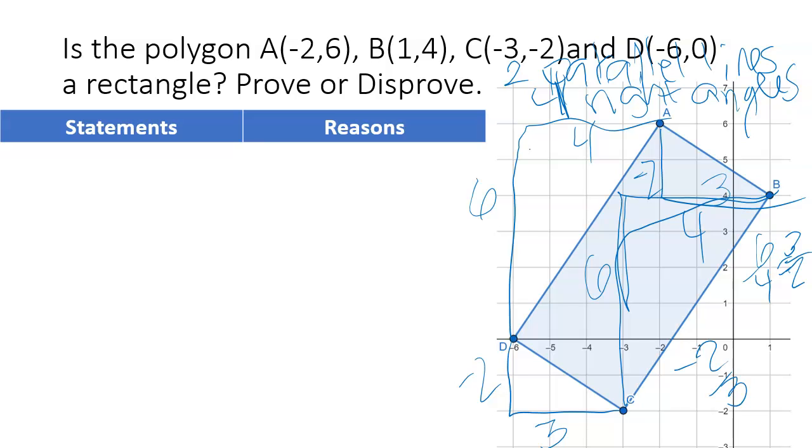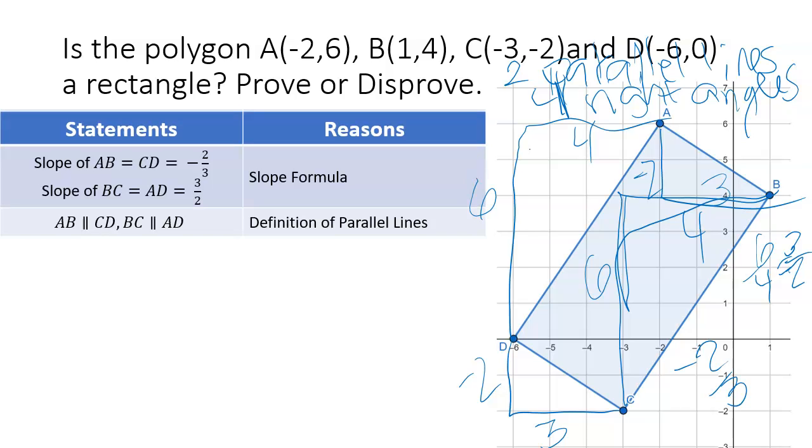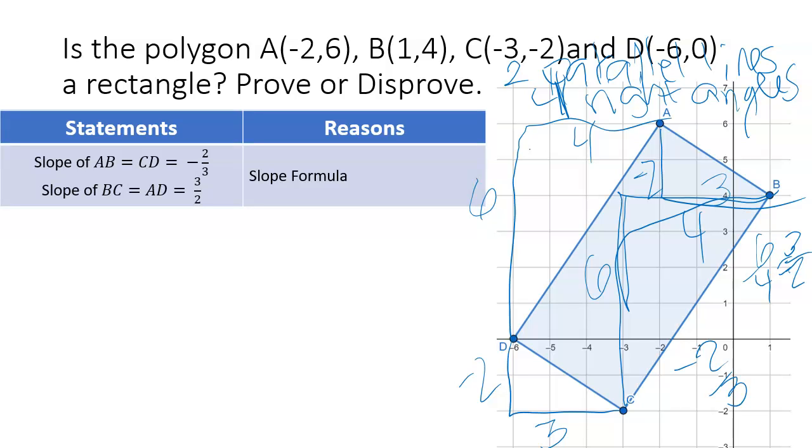Sorry, my handwriting is a little messy. So I can say my slope of AB and CD are negative 2/3, and my slope of BC and AD are 3/2. So I will clean up my picture.